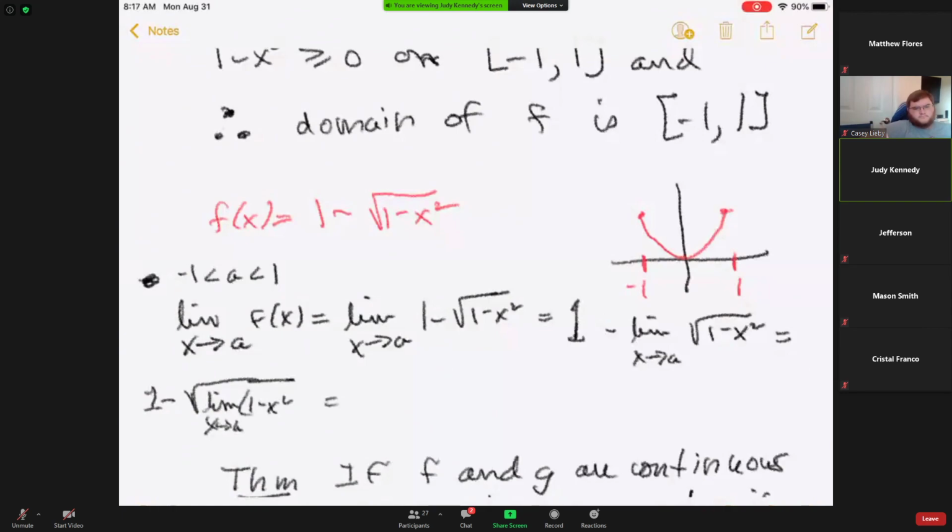And then now it's just a polynomial. Okay, 1 minus x squared is just a polynomial. So we can use the direct substitution property for that 1 minus x squared and get a limit. For the limit as x approaches a, 1 minus x squared is just 1 minus a squared.